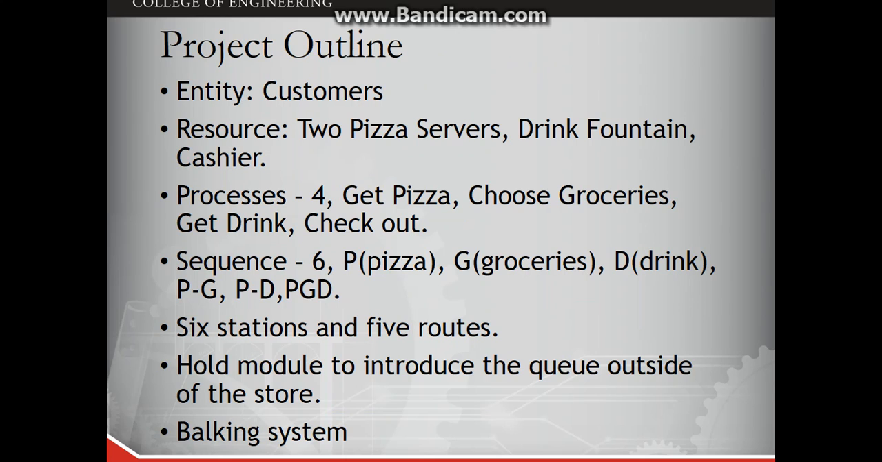Since our model involves a lot of decision making for the customers, we didn't want to use so many decide modules. We wanted to use the sequence module instead of the decide module so that it would be clearer, with less chance of making errors. We use 6 stations and 5 routes. We also use the hold module to introduce the queue outside of the store. We also use a balking system to make the animation and simulation more accurate, since sometimes people just don't want to wait in the line and they give up and leave. So our model is also accurate with the balking system.